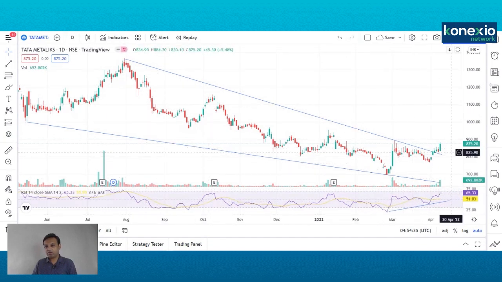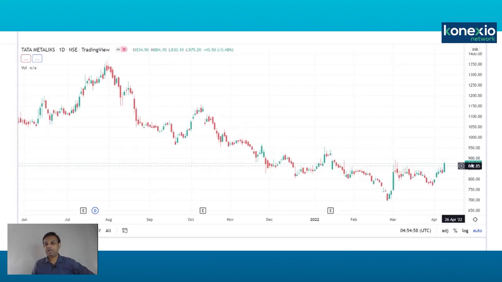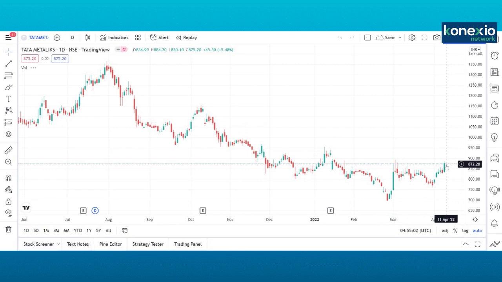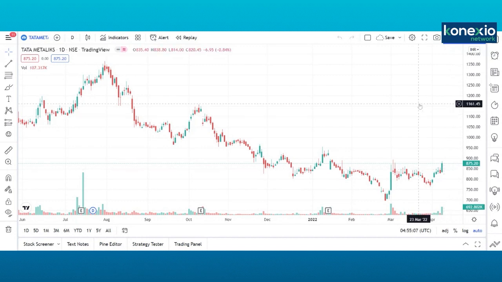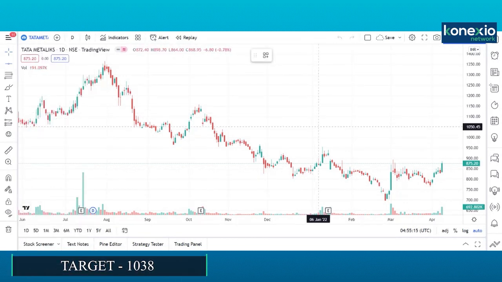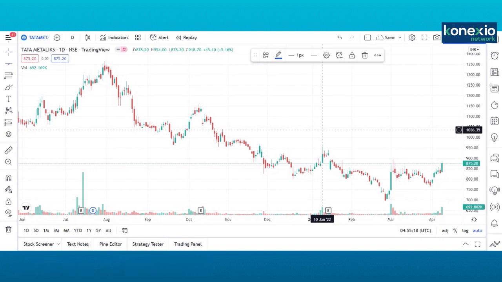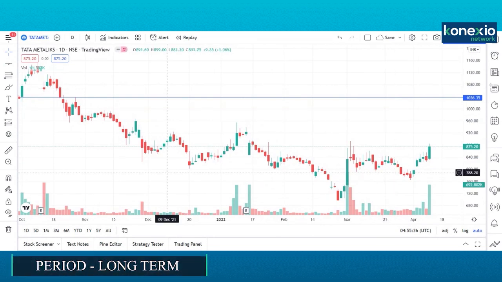So a breakout supported by strong volumes clearly indicates that the stock has seen a trend reversal. It is poised for a big upside rally from the current level. Tata Metaliks is around 875. So long-term investors can accumulate the stock between 875 and 850 for an upside target of, let me draw the horizontal line, 1038. So this is the long-term target for Tata Metaliks.